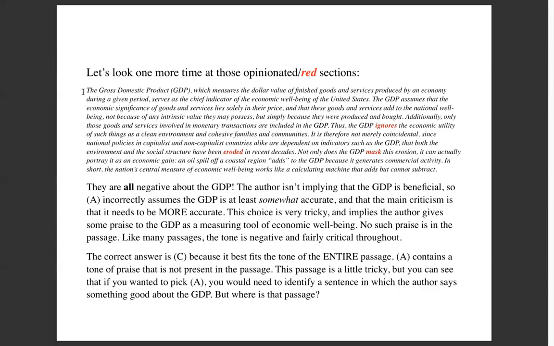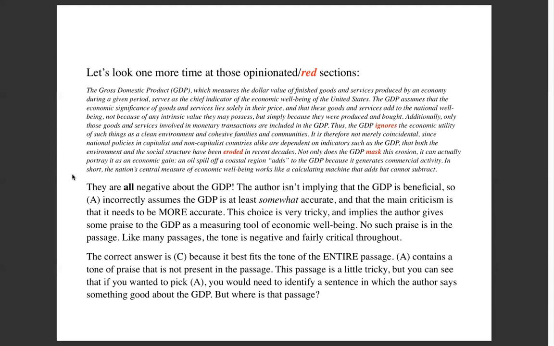So I'm going to give you a second if you want to look back through the passage here. Look one more time at these red sections, right? He says the GDP ignores. He says that certain things have been eroded. And he says that the GDP masks this erosion, right? So we're missing positivity towards the GDP. He doesn't say at any point, oh yeah, the GDP is really accurate and isn't that wonderful, and it just needs to be made more accurate. Nope, right? Not really any praise, to be honest. Although I guess it's nice that he says chief indicator of economic well-being. I guess well-being is a good thing too, but not that great.